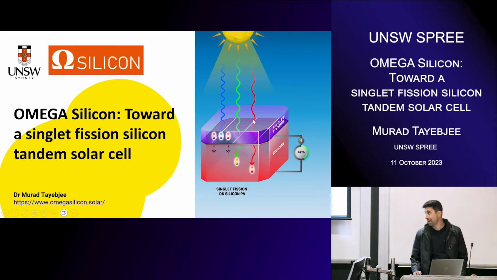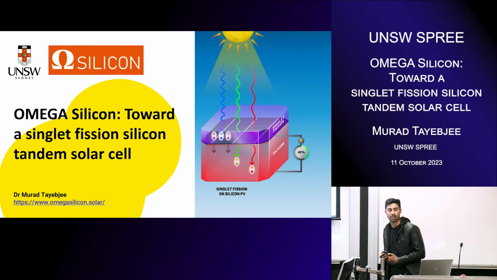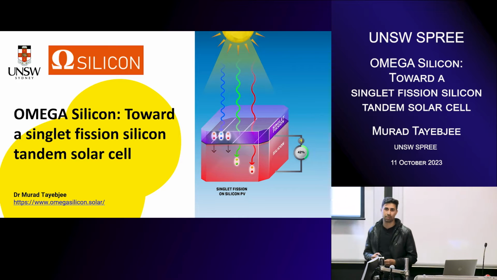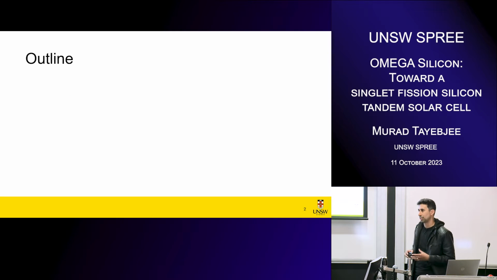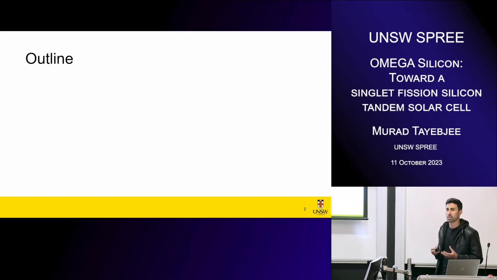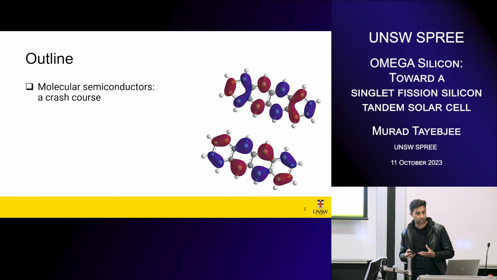Thanks very much. So today I'm going to be discussing a little bit about what we've been doing at Omega Silicon, and in particular with singlet fission and putting that on a silicon solar cell. But I do realize that we have a pretty mixed audience here, so I'm going to start by doing a little bit of an introduction and give you all a crash course in molecular semiconductors. I'm going to try and give you an undergraduate degree in about 5 minutes. We'll see how we go.